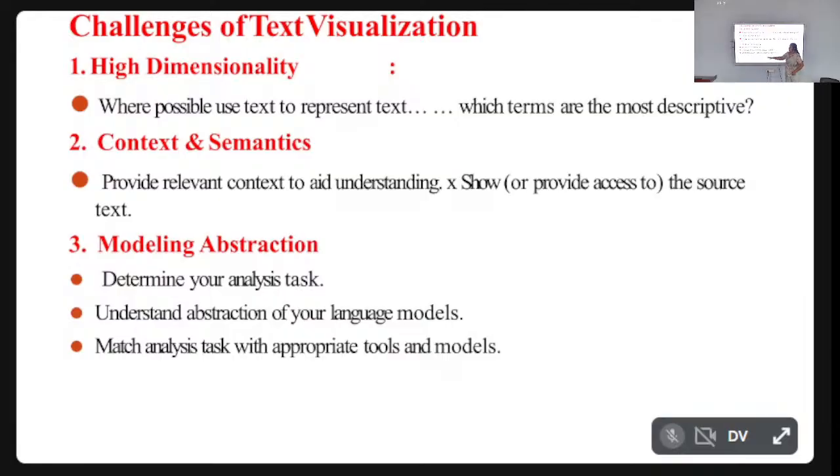Next one, match analysis task with appropriate tools and models.